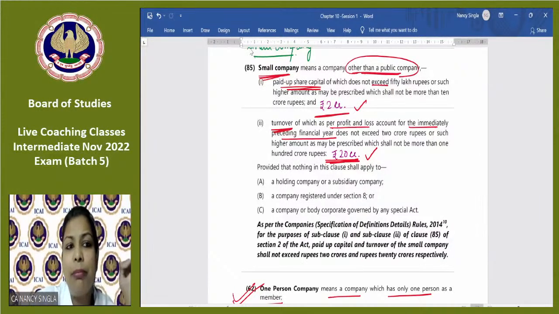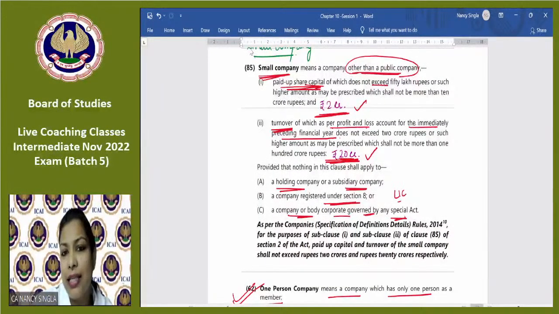Companies other than public company having paid up share capital not exceeding 2 crores or turnover as per the P&L for the immediately preceding financial year not exceeding rupees 20 crores. Okay? And a small company can never be a holding or a subsidiary company. Section 8 companies are not small companies, and a company or body corporate governed by special act like your LIC, these are also not small companies. Okay, so a brief idea.